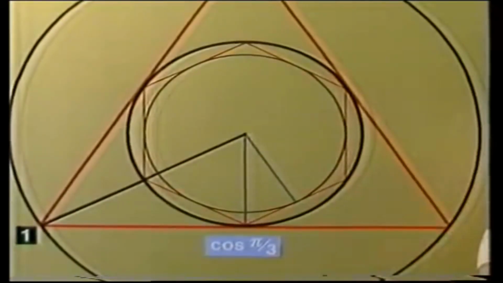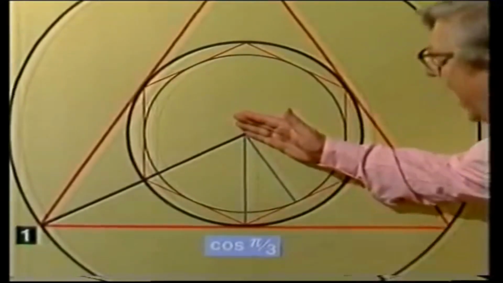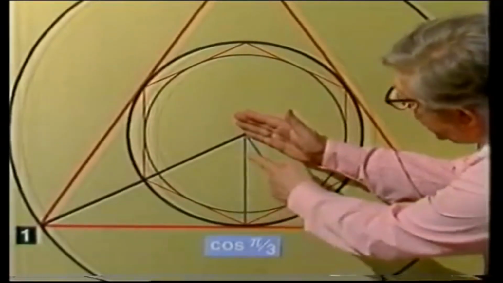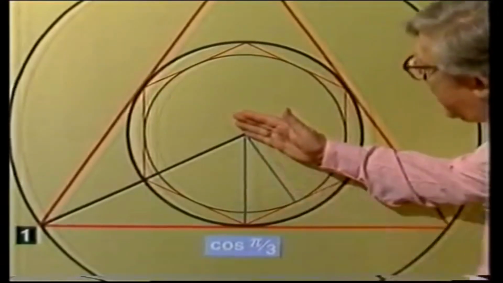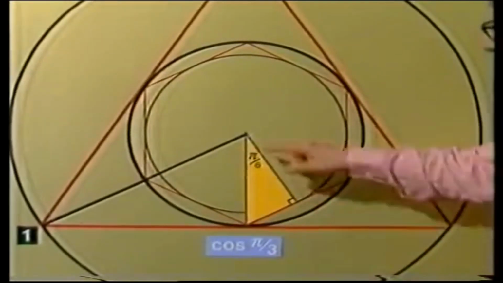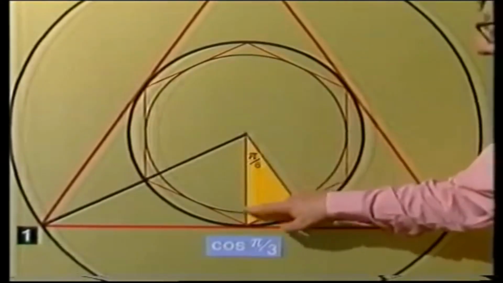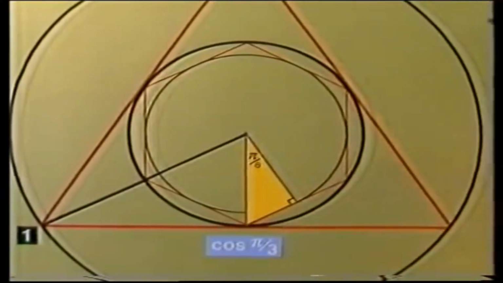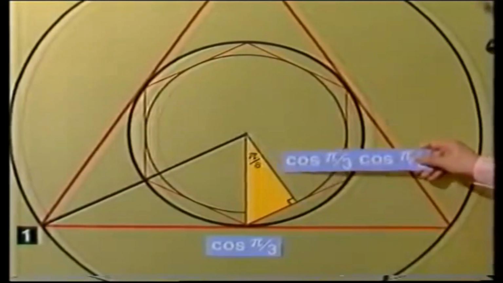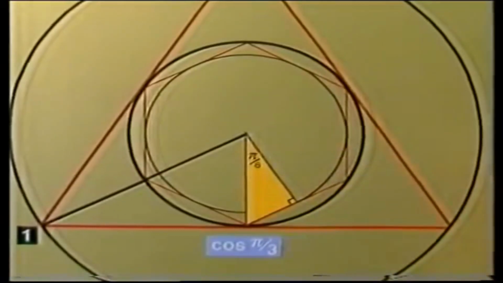Well, this time we need to know the angle drawn between these two vertices. And for a six-sided figure, it's going to be 2 pi by 6. So this angle is going to be pi by 6. So this side becomes cos pi by 6 times the hypotenuse, which is cos pi by 3. So the radius is now cos pi by 3 times cos pi by 6. Well, let's have a look at the next polygon and circle.